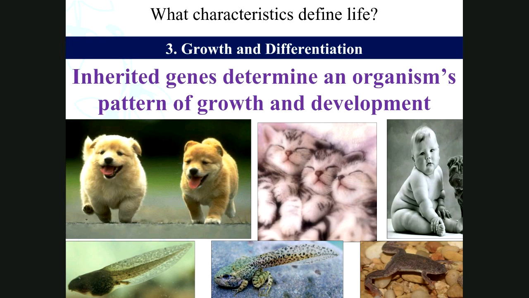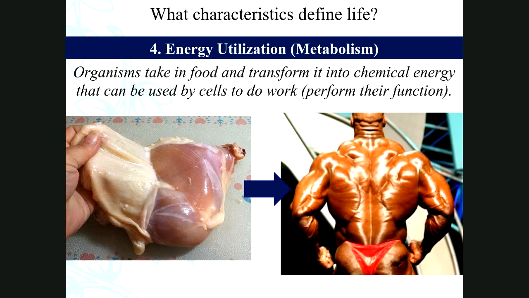Growth and differentiation occurs through our inherited genes, which determine the organism's pattern of growth and development, whether it's a human baby, a kitten, a puppy, we have this ability for growth and differentiation. Metabolism is the ability to break down a protein small enough where we can absorb it and use that protein in order to develop, for example, in this case, skeletal muscles.